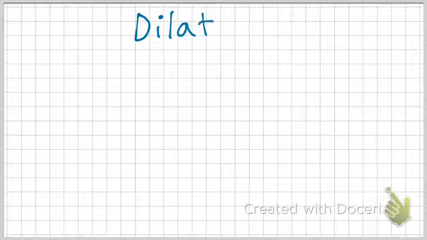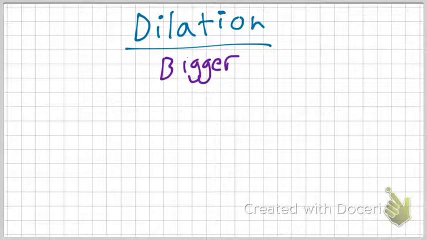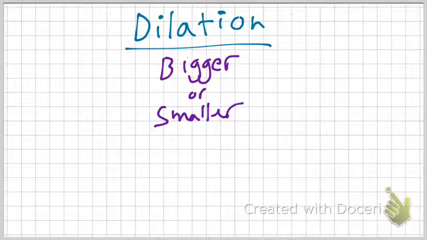All right, and dilations are super easy. Okay, a dilation is when we make a figure bigger or smaller. Okay. All right. So, did I say we were going to change the shape? No. Are we going to change the orientation? No. We're changing one thing, the size, and that's it. Okay? We're going to change the size.